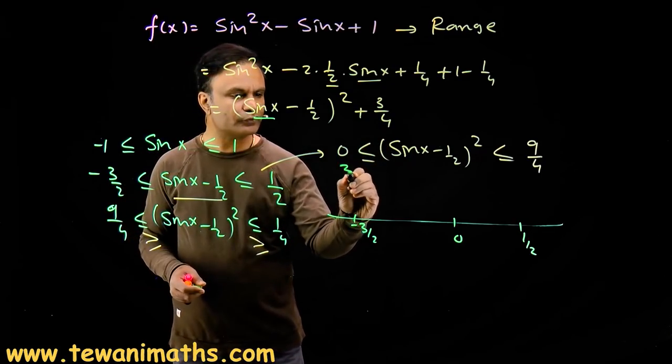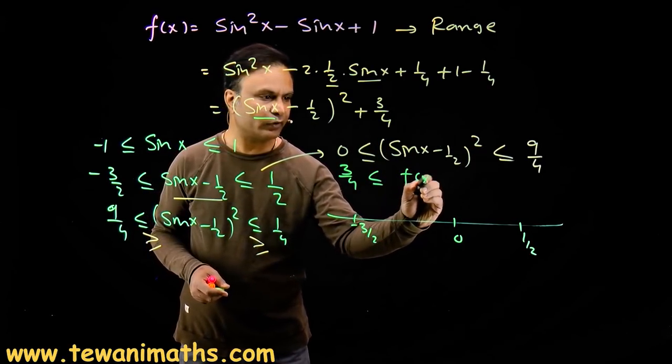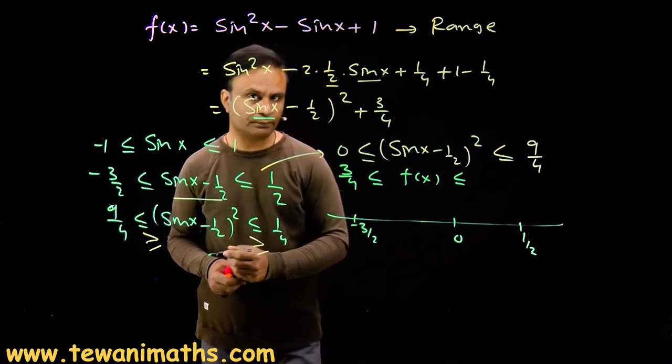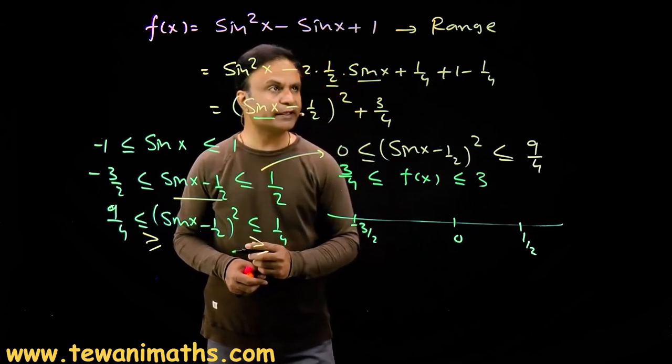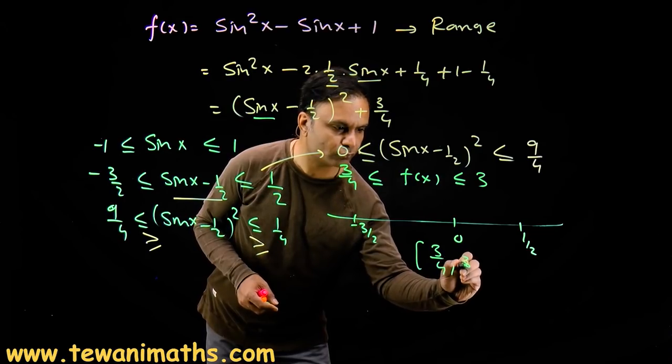Now adding 3/4, we have 3/4 less than or equal to, this is actually now f(x), less than or equal to 9/4 plus 3/4, that is 12/4, that is 3. So the range of the function is 3/4 to 3.